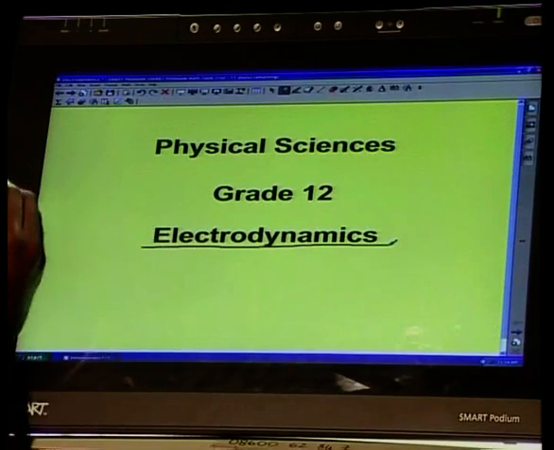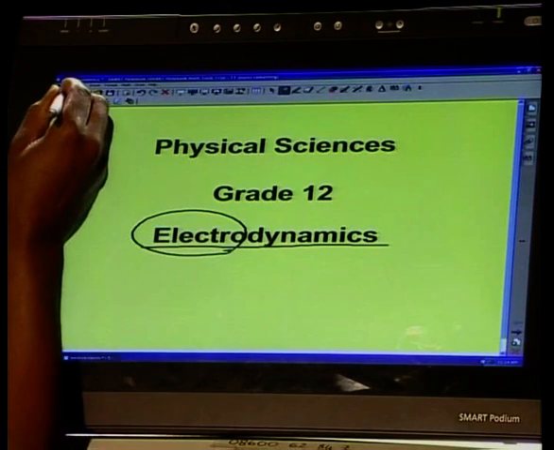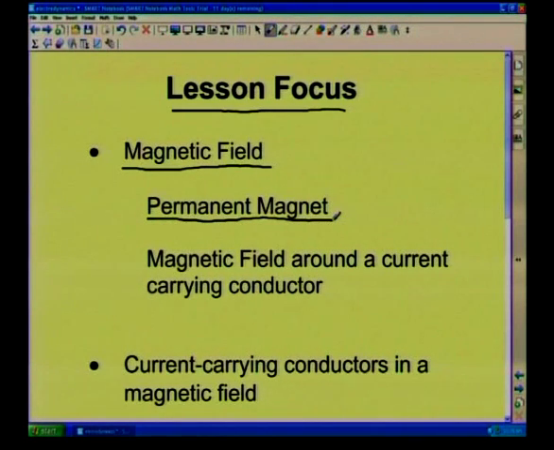So we're talking electrodynamics today. This word here, electro, sort of suggests what we're going to talk about. We're going to talk about things that have to do with electricity and other things as well. Now, the focus of our lesson, we're going to be talking about magnetic field. We will know what a magnetic field is, and we will also look at permanent magnets, what we use them for, and we'll also have a look at magnetic field around a current carrying conductor.